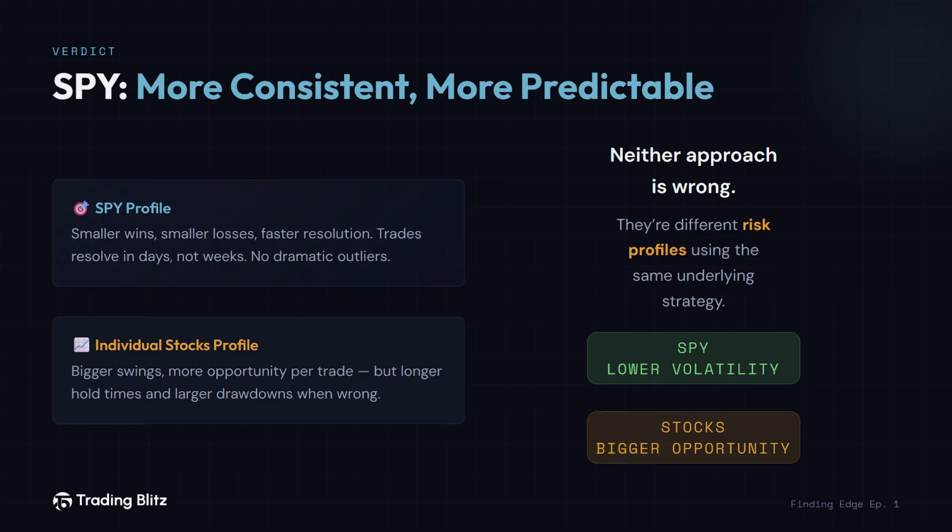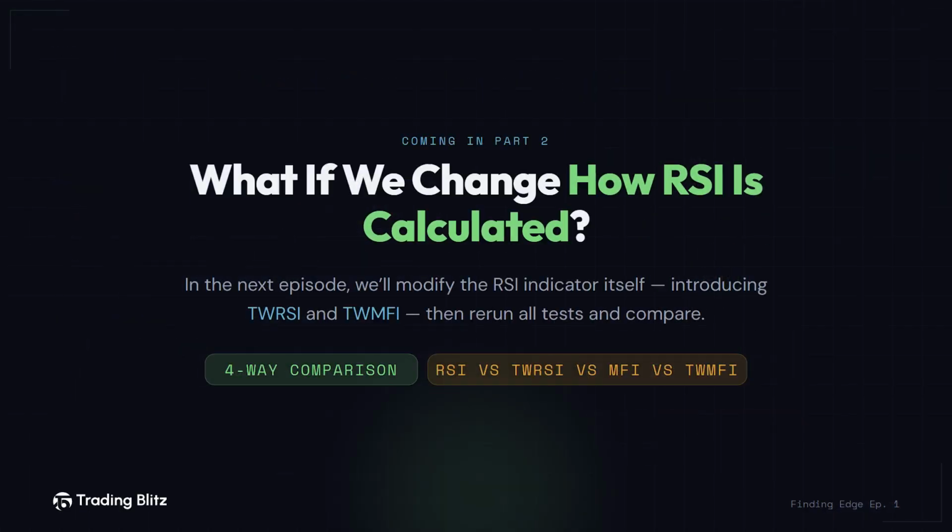Now that we have baseline results on both individual stocks and SPY, we're going to start modifying the strategy. Now, since this video has gotten pretty long, I think we're over 20 minutes at this point, we're going to create a part 2. And in the next video, we're going to change the way that we calculate the indicator itself. And then we'll see whether those modifications produce better results than the original RSI calculation. I think you're going to find what we discover to be pretty interesting.